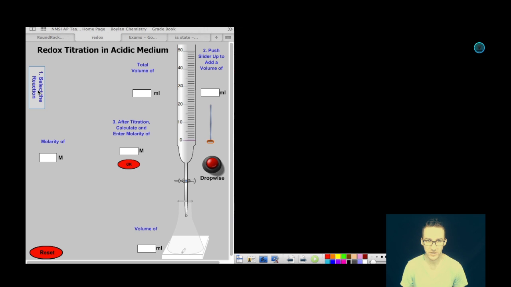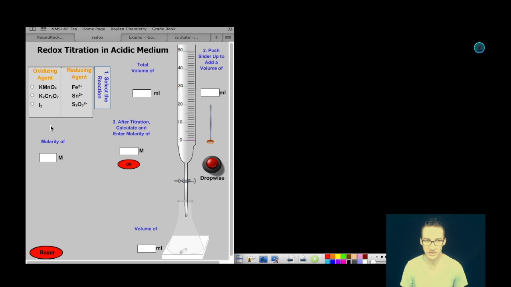So let's take a look here. The first thing that we want to do is select a reaction. The one that we're going to be doing in the lab is the potassium permanganate reacting with an iron 2 solution. And as you take a look there, we've just filled our burette with the potassium permanganate solution, and we've got our iron 2 solution here on our stir plate. Now, when you perform the redox titration, again, you're looking for a distinct color change to let you know when you've gotten to that equivalence point.